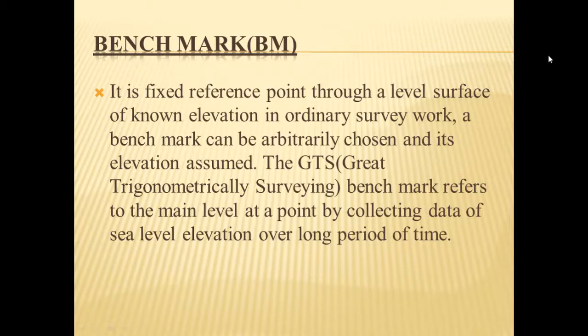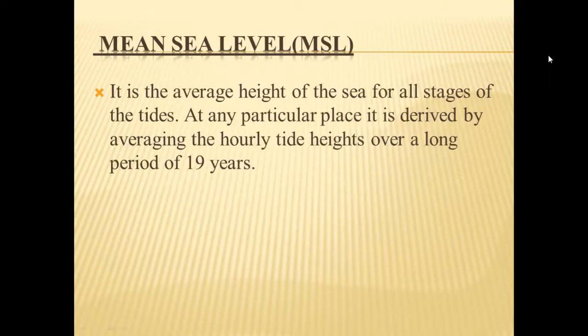The GTS, Great Trigonometrical Survey, benchmark refers to the mean level at a point, obtained by collecting data of sea level elevation over a long period of time. Mean sea level. We can note it as MSL. It is the average height of the sea for all stages of the tides. At any particular place, it is derived by averaging the hourly tide heights over a long period of 19 years.